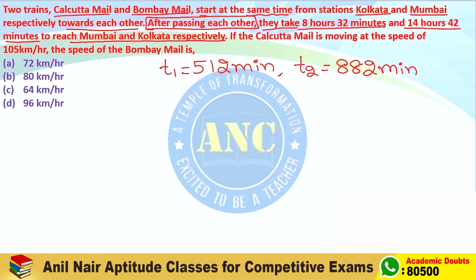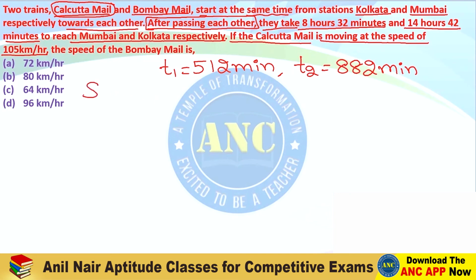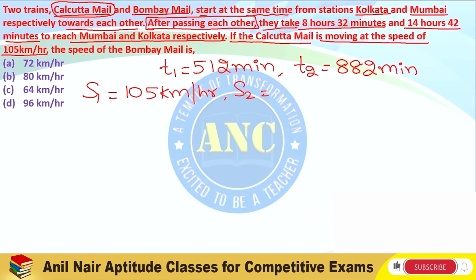Now, the question also says, if the Calcutta Mail is moving at the speed of 105 kilometers per hour, the first train is Calcutta Mail, so I will call that S1. S1 is given in the question as 105 kilometers per hour. Find the speed of the Bombay train. That is S2 they are asking. It's a very simple question once again because we know the values of everything which is given.